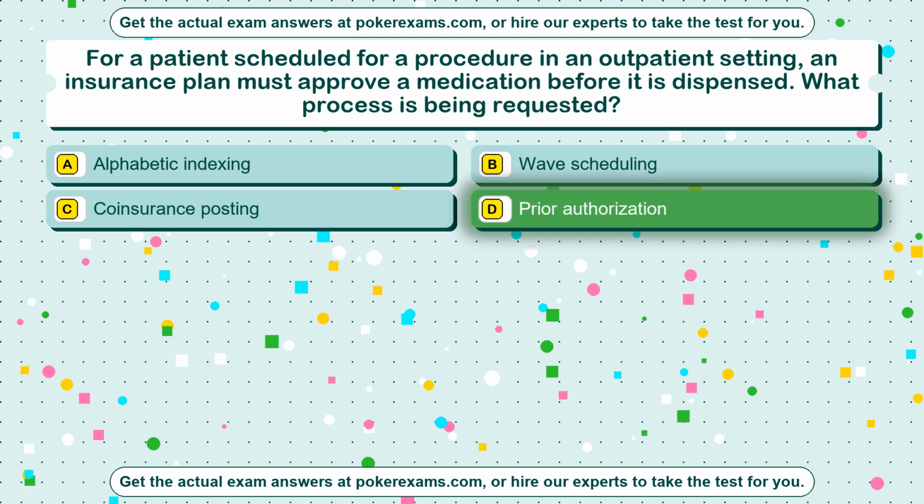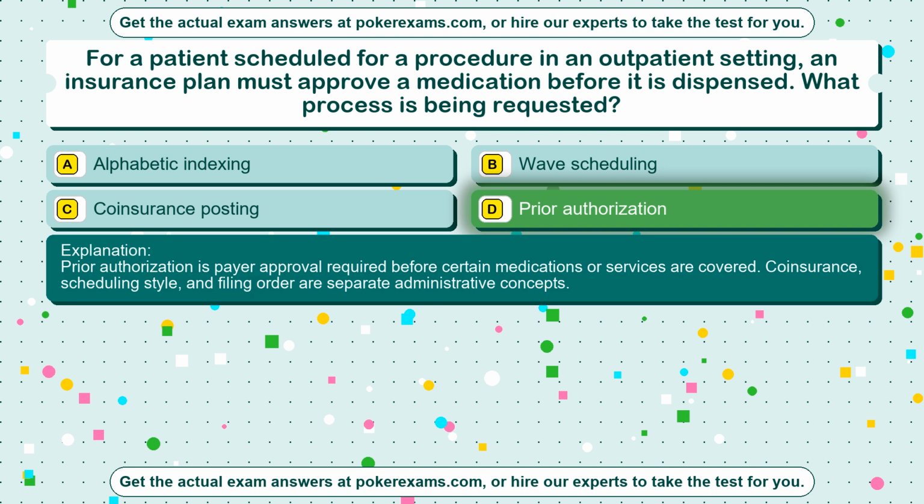The correct answer is option D, prior authorization. Prior authorization is payer approval required before certain medications or services are covered. Coinsurance, scheduling style, and filing order are separate administrative concepts.